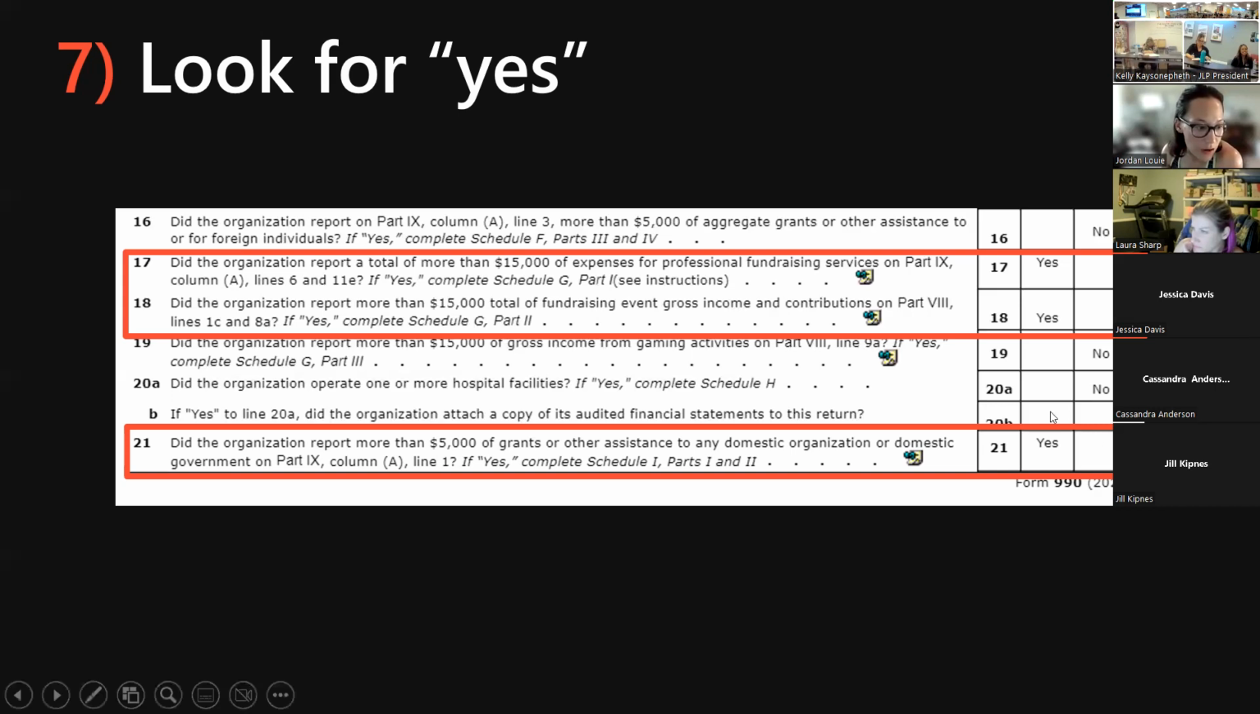Another one to point out, box 21: did the organization give away more than $5,000 to any domestic organization or domestic government? You have to explain, why are you giving money? Is that relevant? Is it an activity that the organization should be doing?